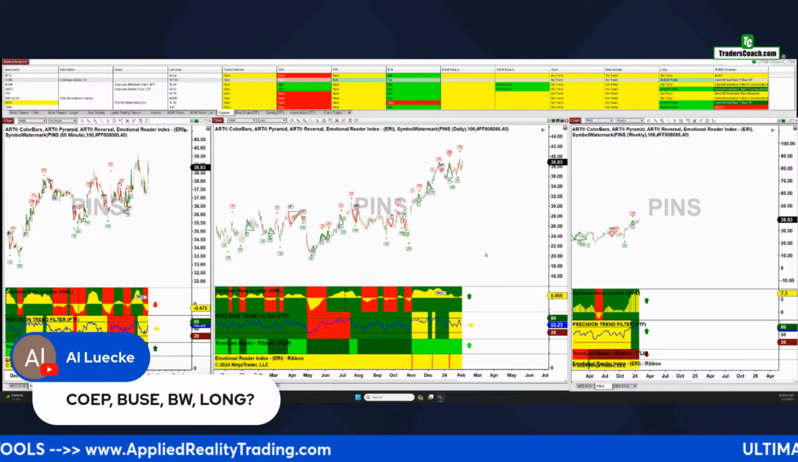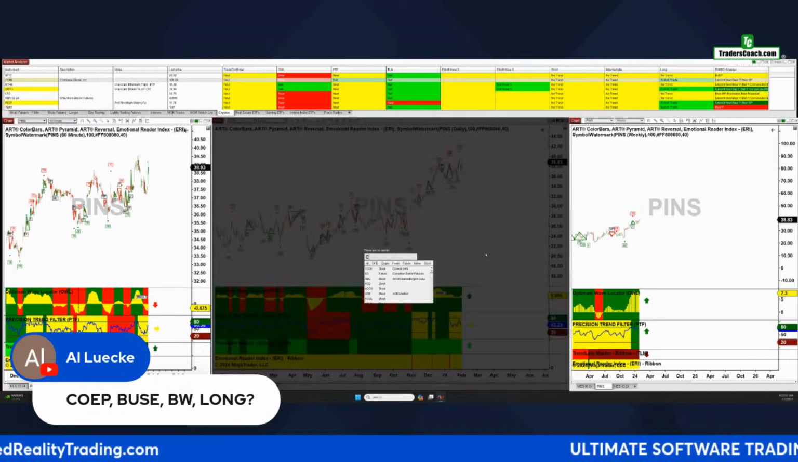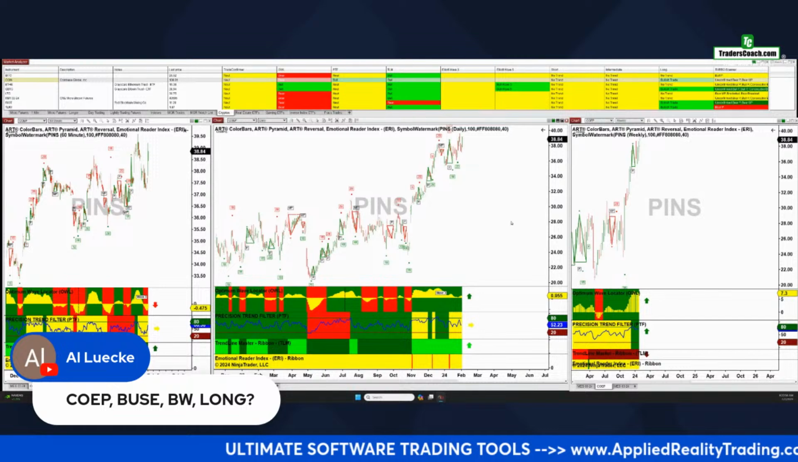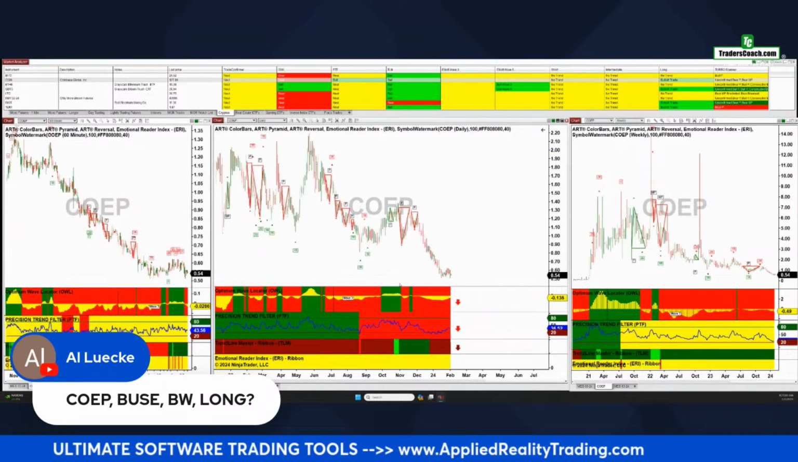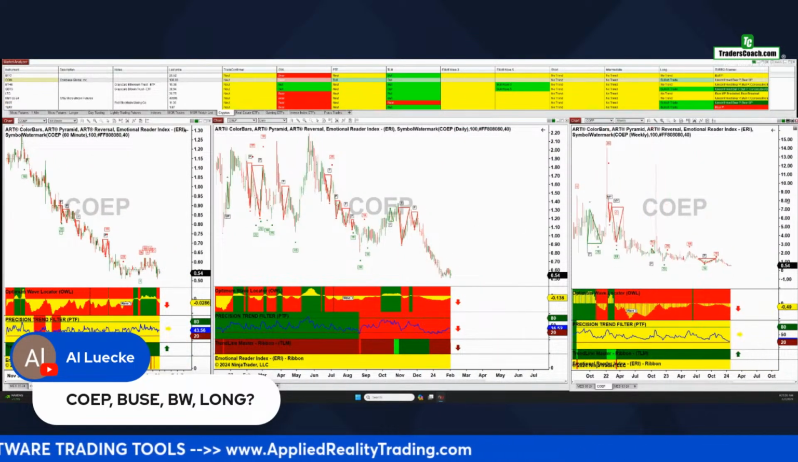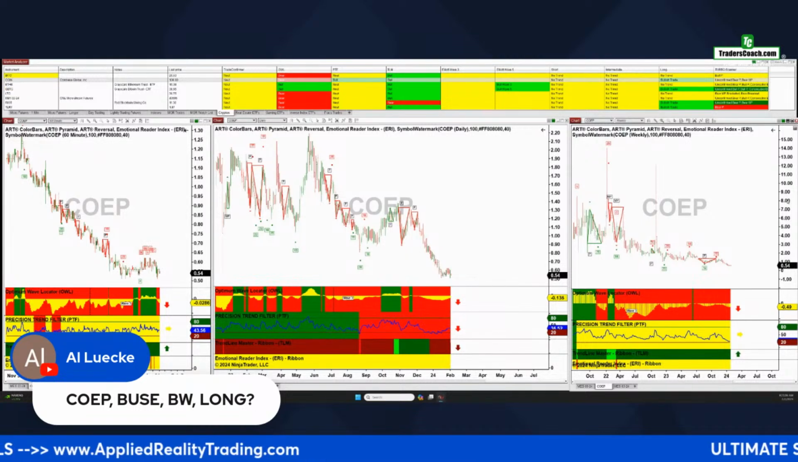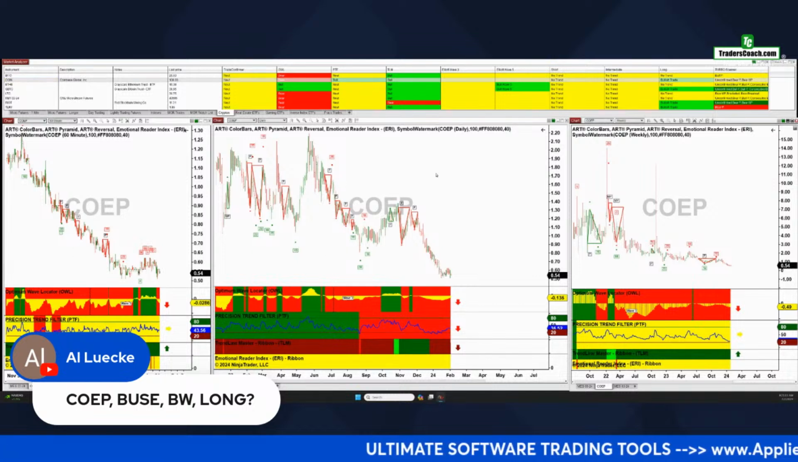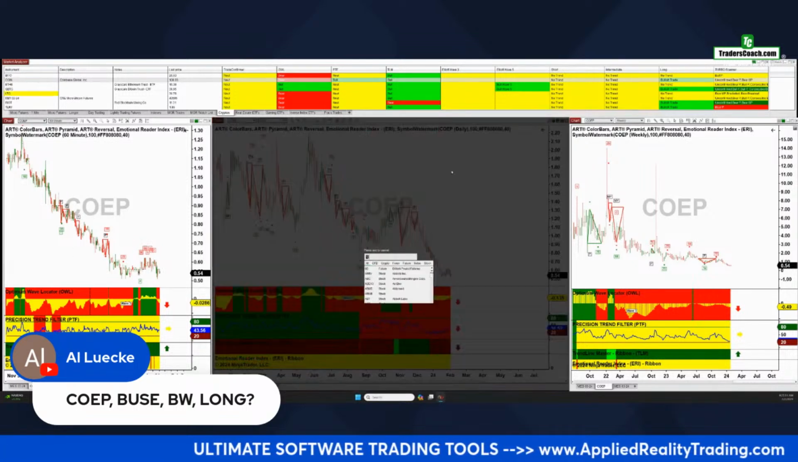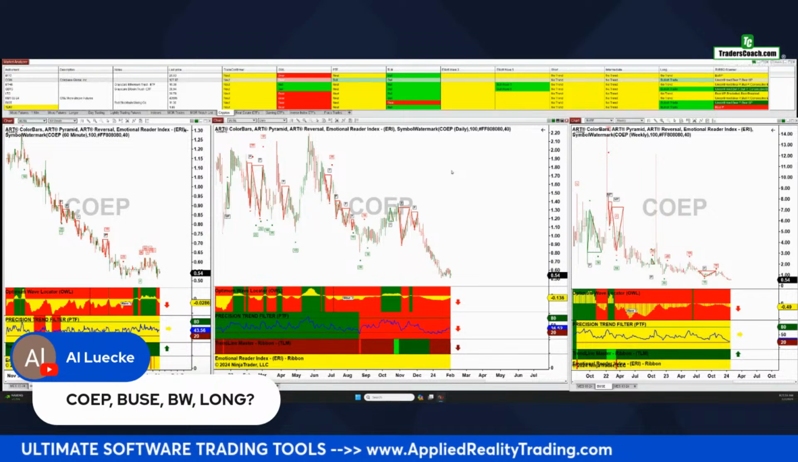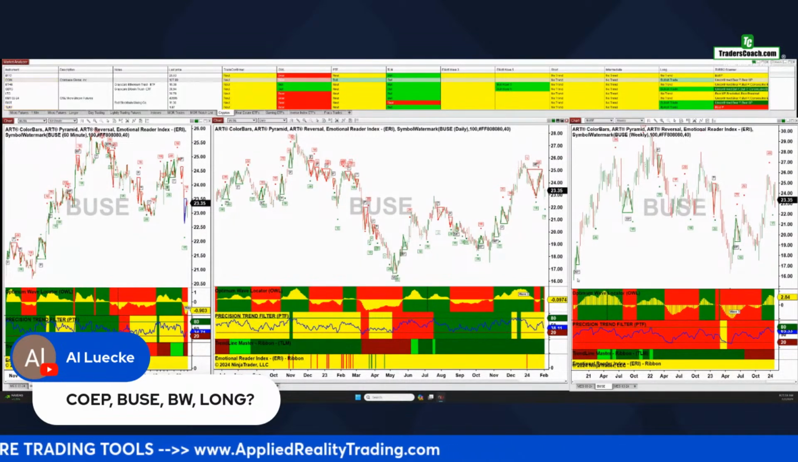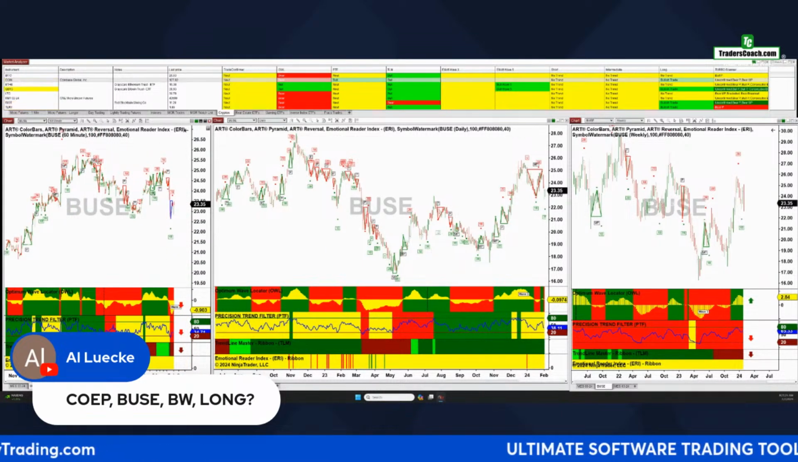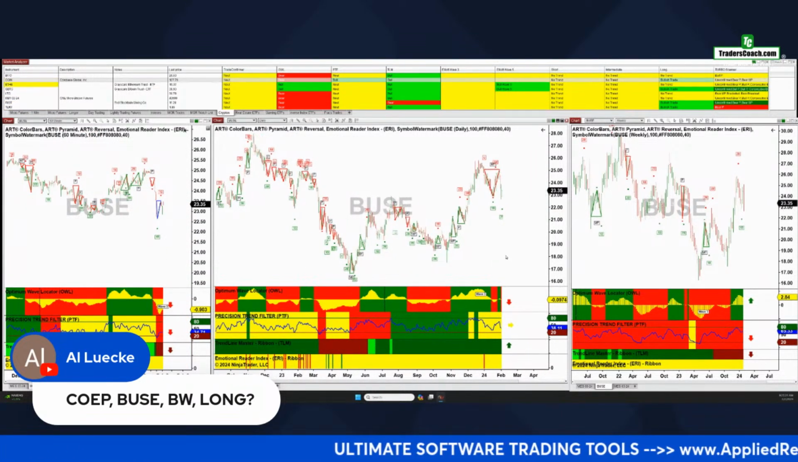All right. Al's back. Long again on these. The question is, let's take a look at his first one, COEP. All right. Not quite yet. The reason no long on this is we have red PTF on the daily chart and we have pyramids to the downside on all three time frames. So that's a no-go. All right, BUSE. No as well. Red PTF here, red PTF here, indicating more lows are coming. So no longs on that.